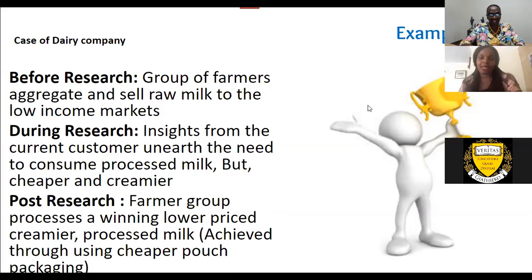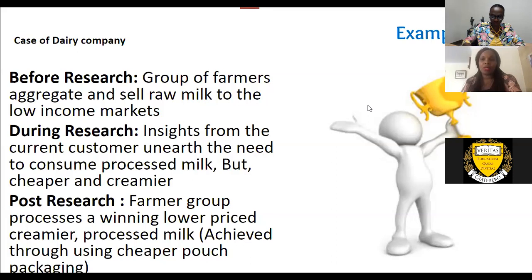So when we did research, we found there was a gap. But what was the problem? How would we solve that problem? Yes, our mothers really want the processed milk, they want healthy milk and everything, but can they afford it? No, they could not afford it. We helped this business to look at ways of processing the milk and packaging it and making it affordable for that market.